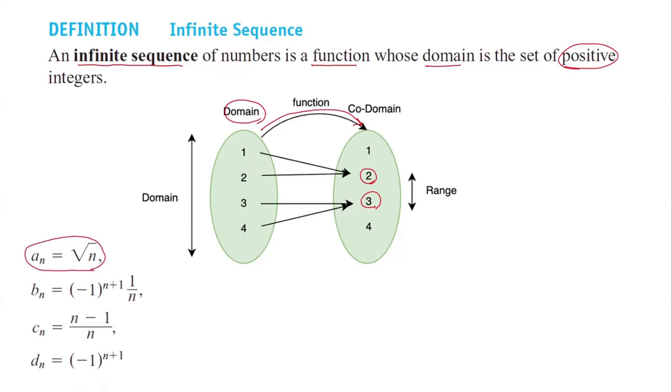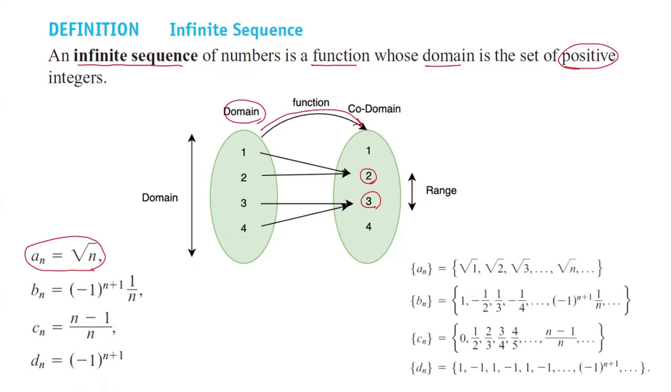This is one sequence. It takes values like n equals 1, n equals 2, n equals 3, and it gives us output values like square root of 1, square root of 2, square root of 3, and square root of n. So we can use the general term of a sequence or just list the elements in the range to represent the sequence.